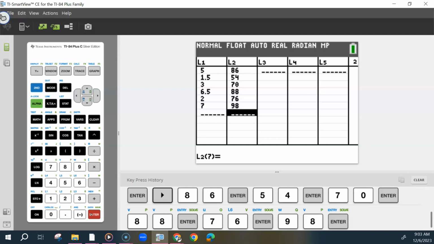Do you have these numbers already in your calculator? If you don't have your calculator, you should probably go get it.